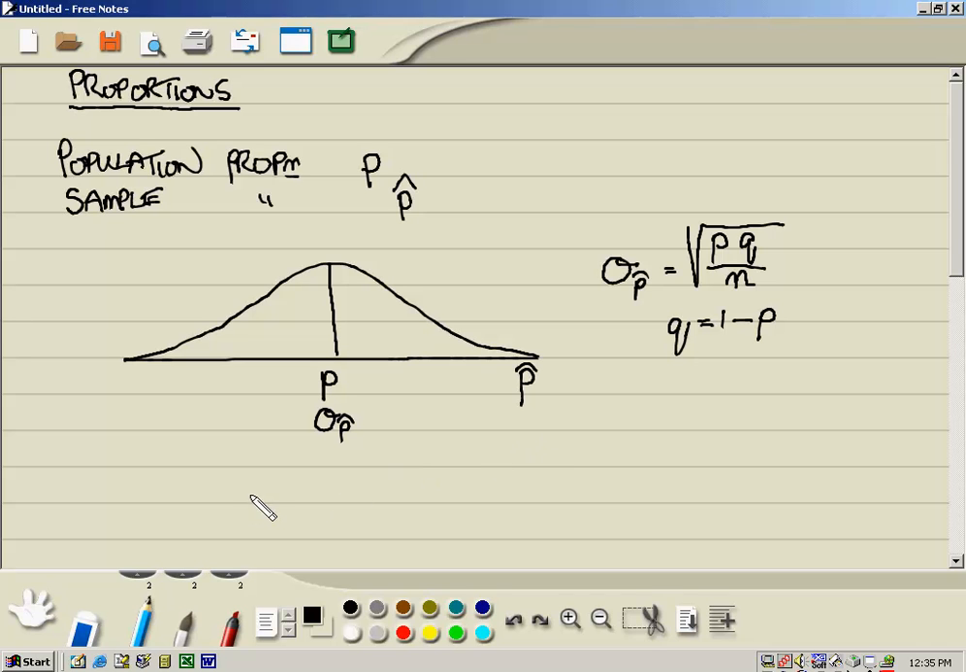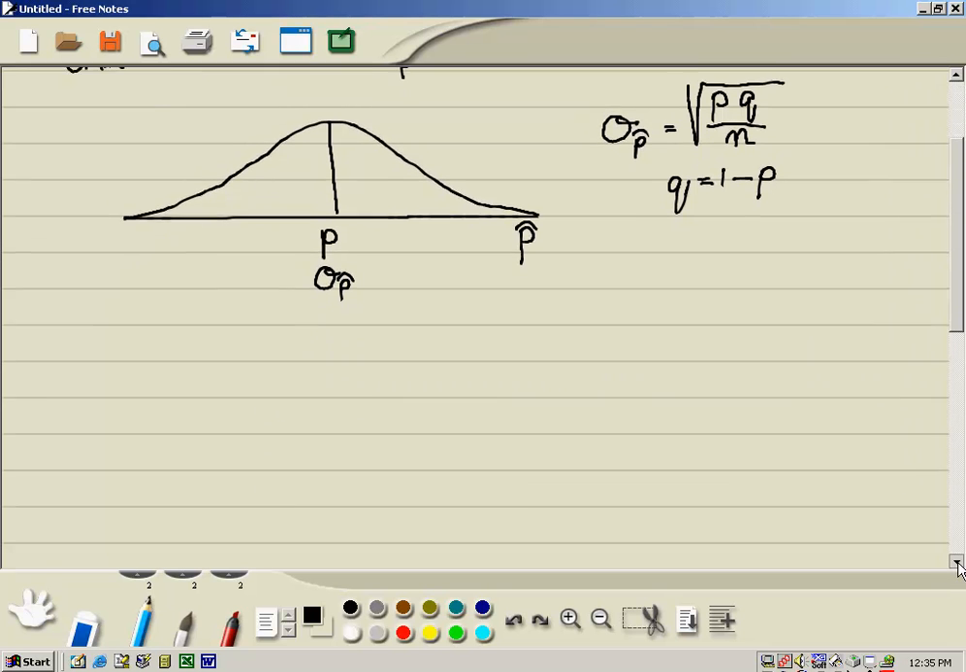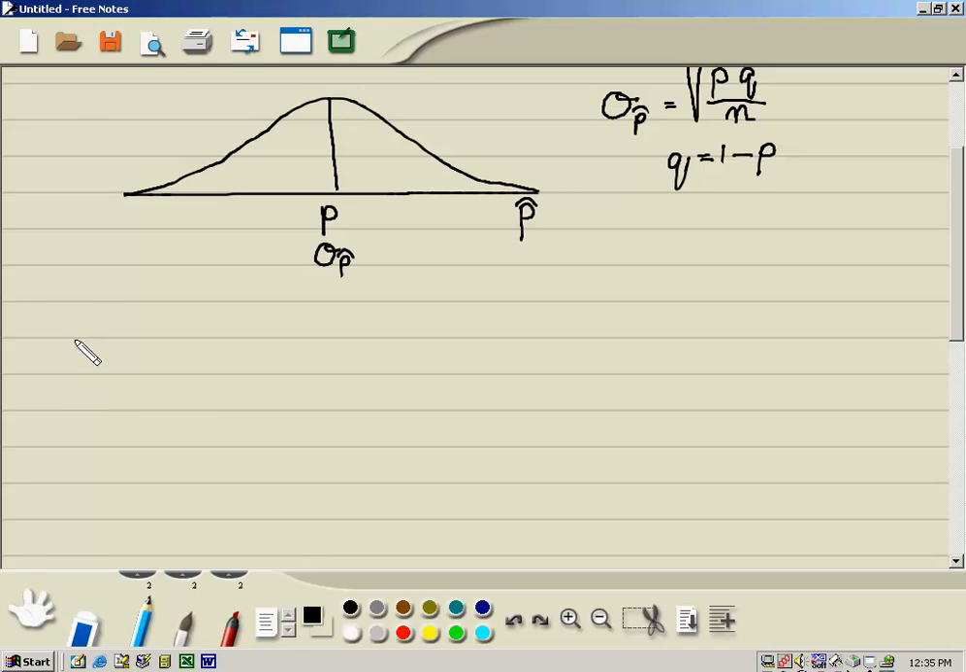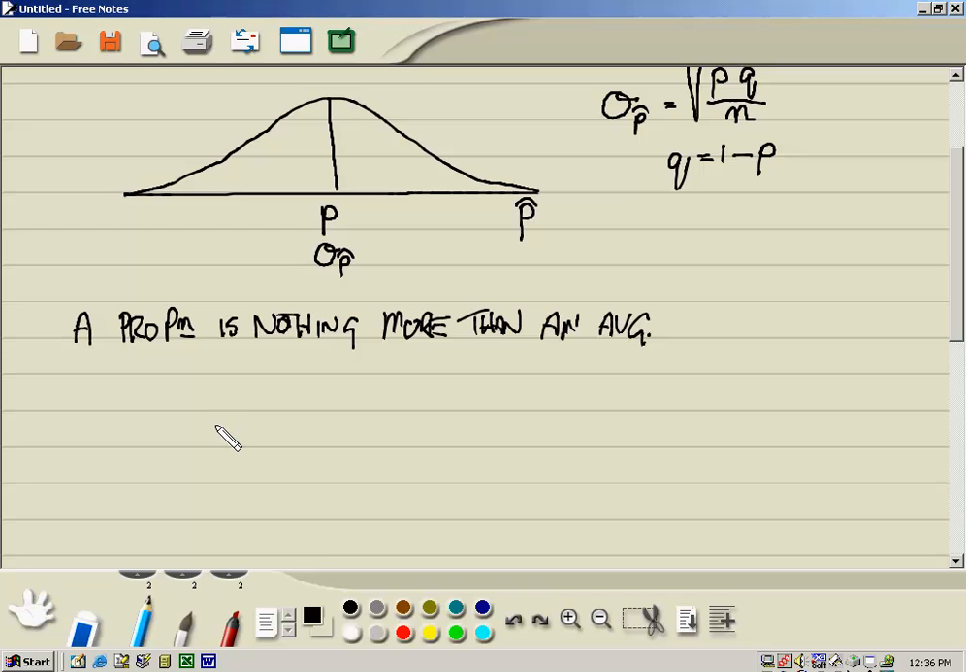Also, what's useful here is to show you that a proportion is nothing more than a fancy average. Let's say that you have a small group of people, 5 people. Some are males, some are females. Okay? Let's just go.